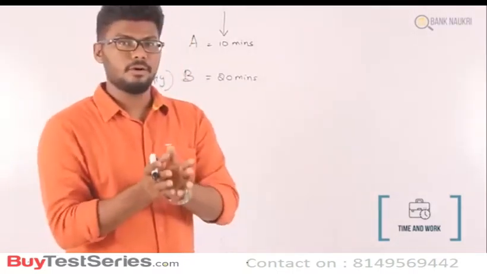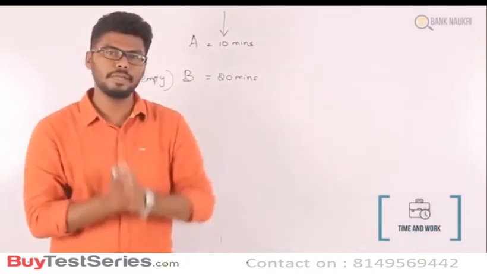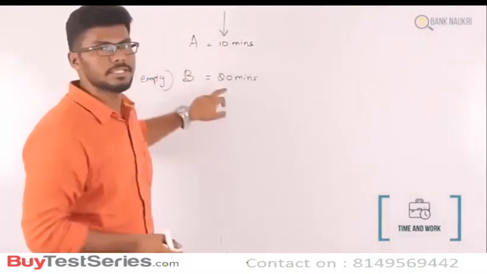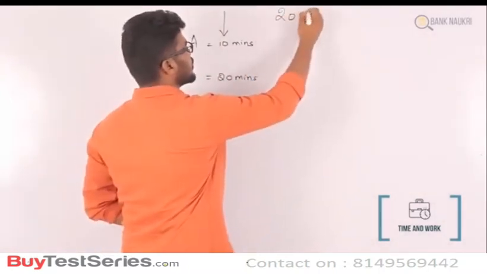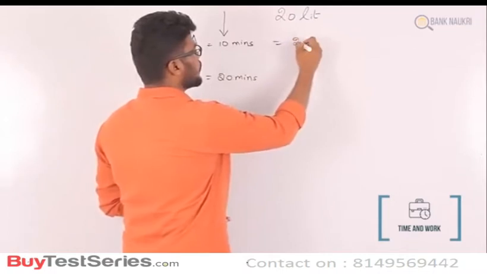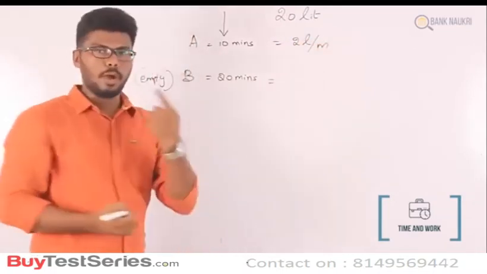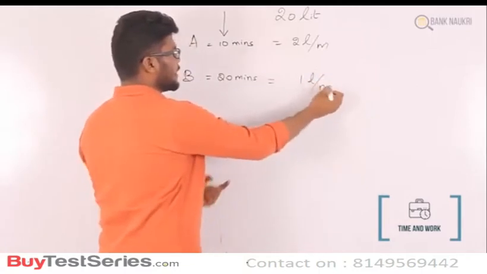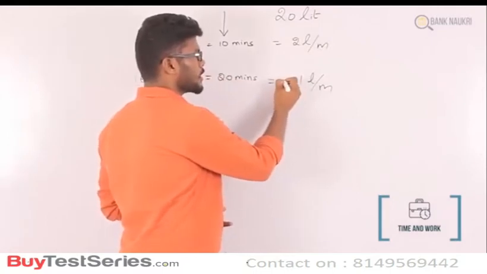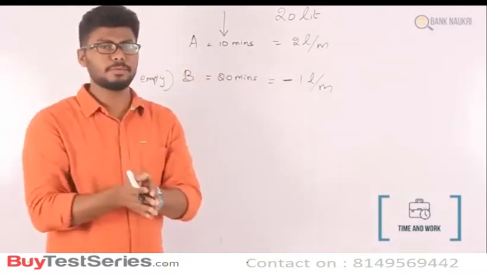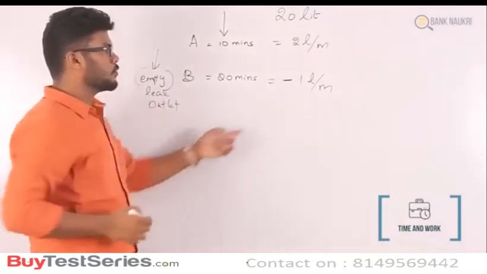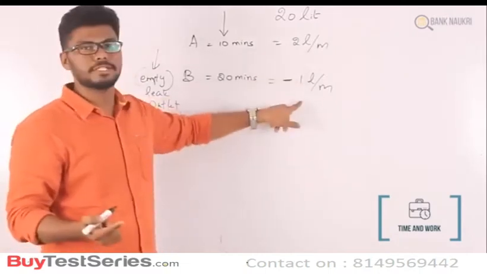Again, as I said earlier, whatever may be the problem, the first step will always remain the same. So what is the first step? Exactly, take the LCM of the given numbers, which are 10 and 20. So the capacity of the tank, I'm assuming, is 20 liters. So pipe A will fill 2 liters per minute and pipe B will empty 1 liter per minute. Since emptying is a negative work, I'm introducing a negative sign here. So very simple: if there is a word like emptying, leaking, or outlet, you have to introduce a negative sign in the efficiency column, right?